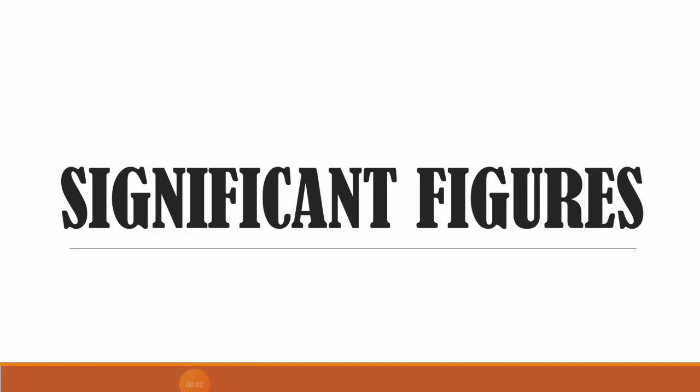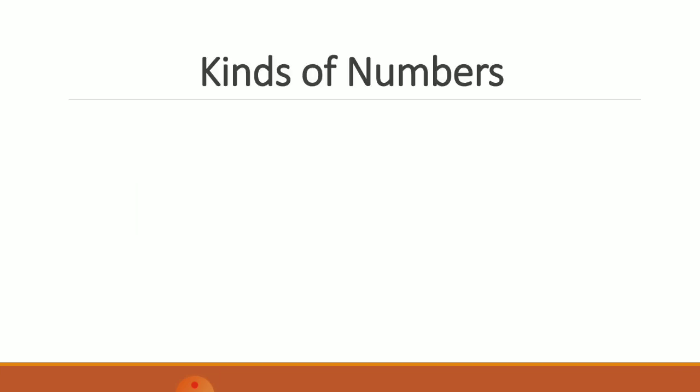In this video, you will learn about significant figures. But before that, I will first discuss the kinds of numbers. Three kinds of numbers are encountered in chemistry and in everyday life. We have the counted, defined, and measured.